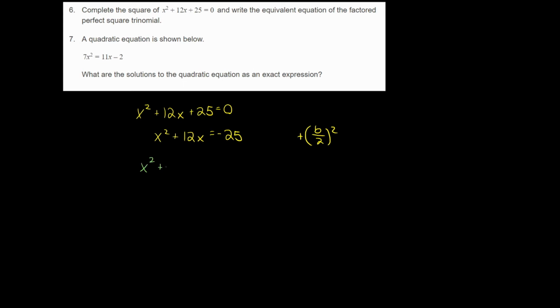X squared plus 12x. Okay, what exactly is (b over 2) squared in this case? Well, b is a value of 12, so we're going to have (12 over 2) squared. In other words, that would be 6 squared, or 36. So I'm going to add 36 to both sides of this equation. 36 equals, what is negative 25 plus 36? That's going to be 11.